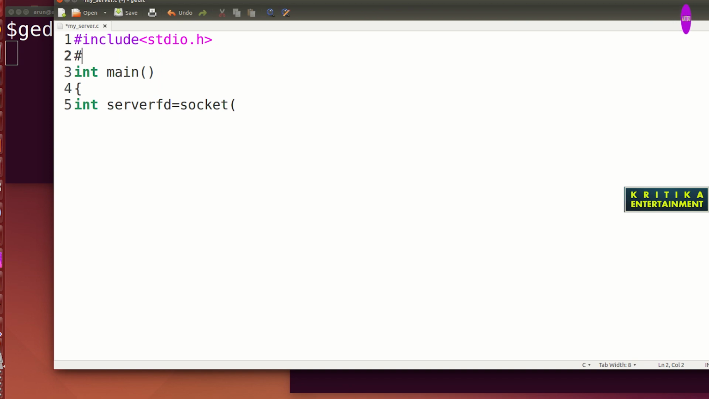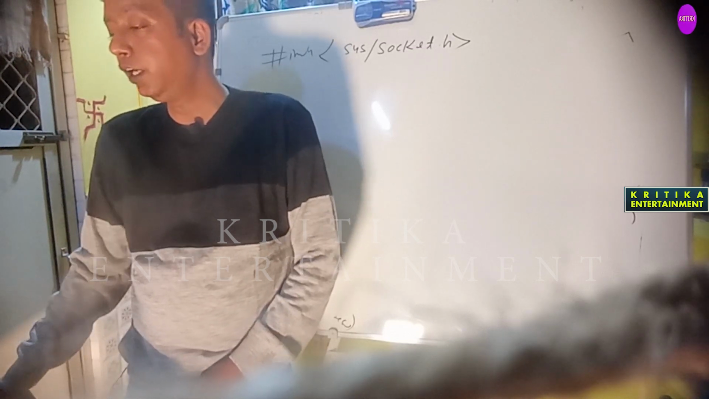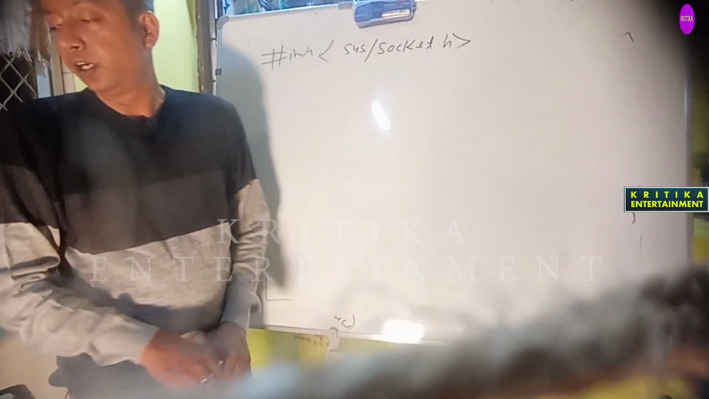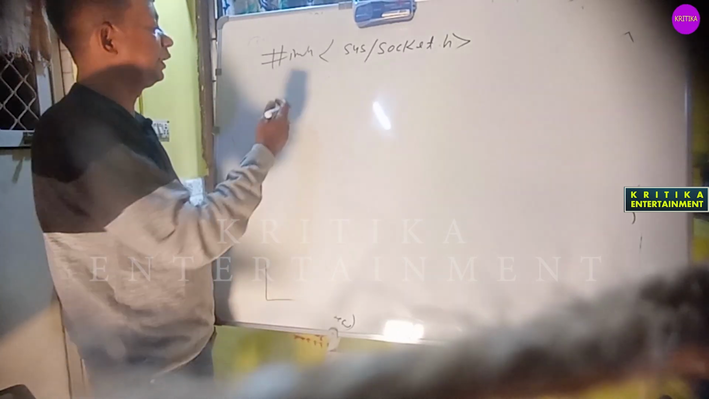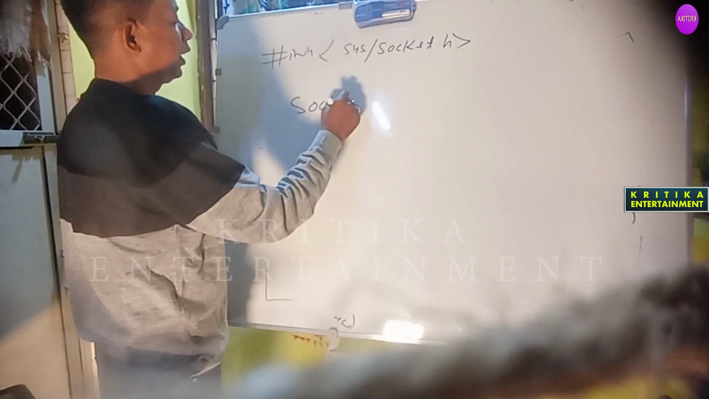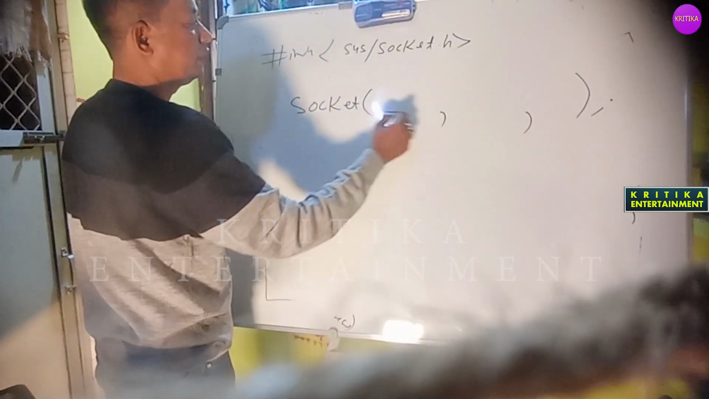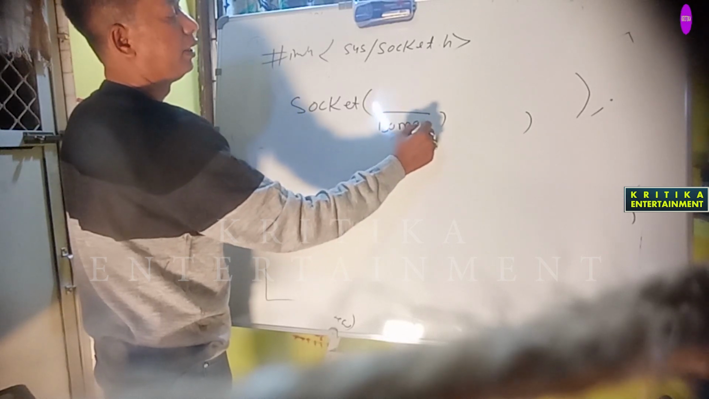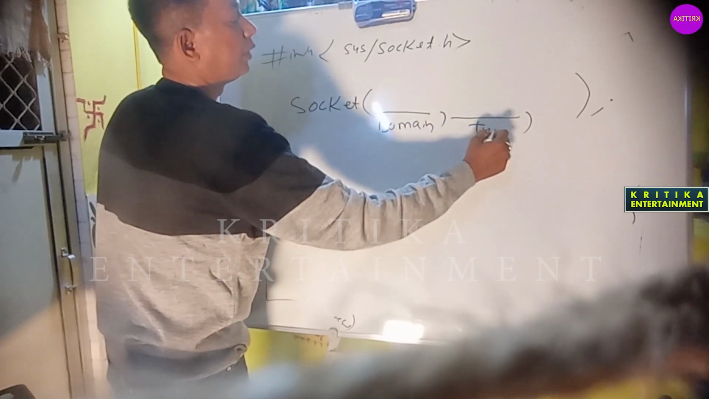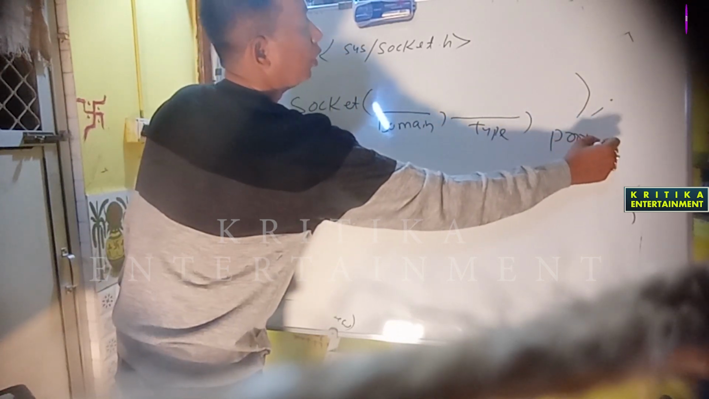So here I will declare the header file, hash include sys socket dot h, and then declare socket. You remember, when you declare the socket, what parameters are there inside it? Inside the socket you will find 3 arguments. First is your domain, second is type, third is protocol.